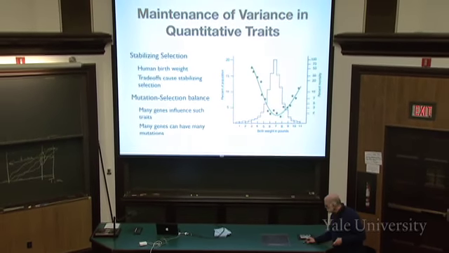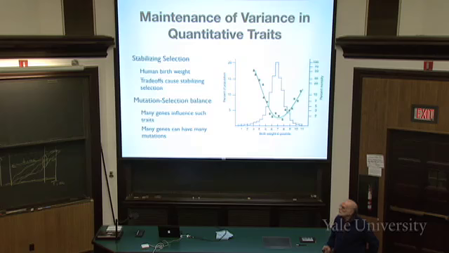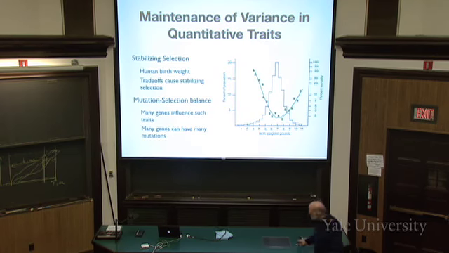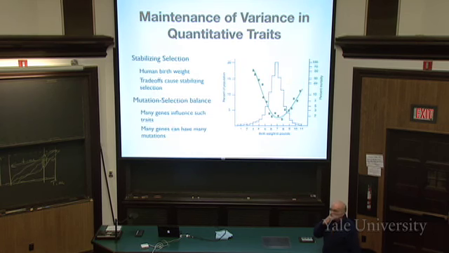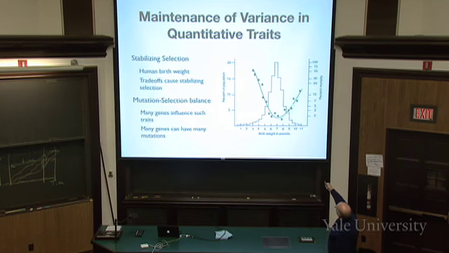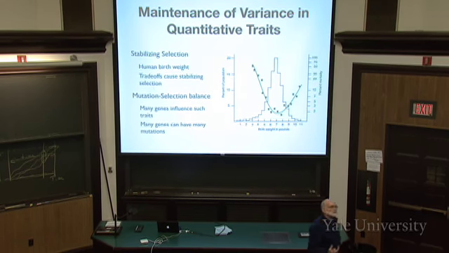If we look at quantitative traits, such as birth weight, here's a classical example. This is for babies born in the United States in the 1950s and 1960s. And this is the percent mortality for babies of different weights. You can see that there's stabilizing selection that's operating to stabilize birth weight right at about 7 pounds. And there's variation around it. And you might wonder, why is there any variation around that? Why don't all babies have the optimal birth weight? It's such an important thing.